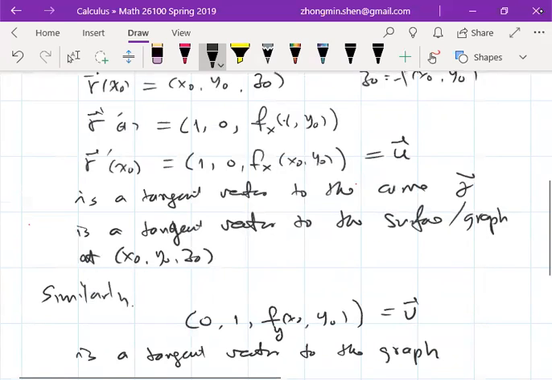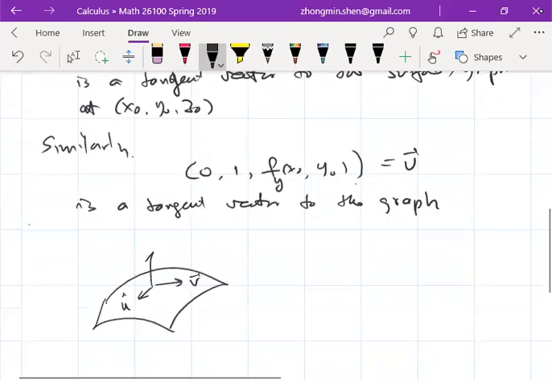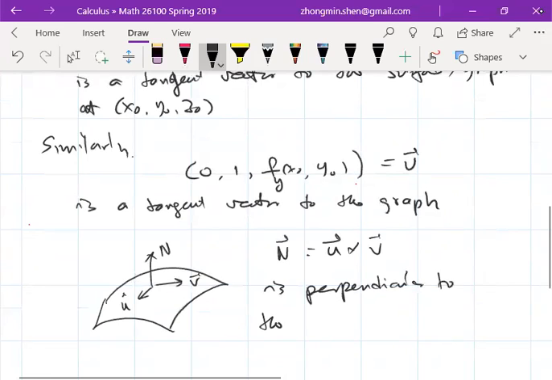Okay, at that particular point. So let me draw the picture right now. Here's two vectors, that's u, and here's v. Two vectors tangent to the surface. Then this will be the normal vector n. n is perpendicular to the graph at that particular point.